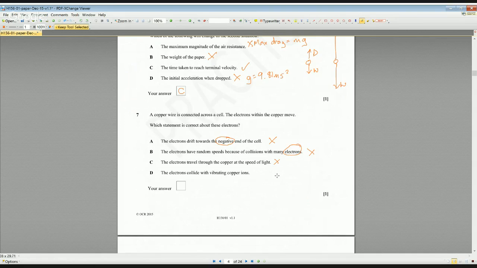And finally, part D, the electrons collide with vibrating copper ions. Well, that is true. That's what we just said. That's what resistance is. It's electrons colliding with ions. So that's C.